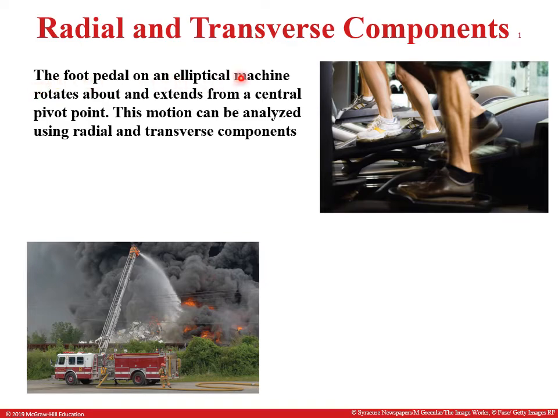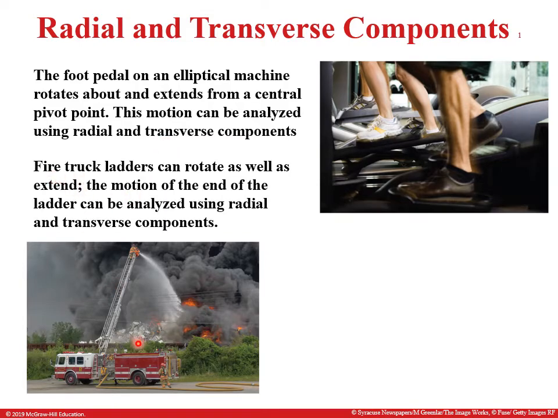So the foot pedal on an elliptical machine rotates about and extends from a central pivot point. This motion can be analyzed using radial and transverse components. Fire truck ladders are another one. They can rotate as well as extend. So when something can extend in the radial direction, that's when you want to be thinking in terms of radial and transverse components. The motion of the end of the ladder could be analyzed using radial and transverse components.